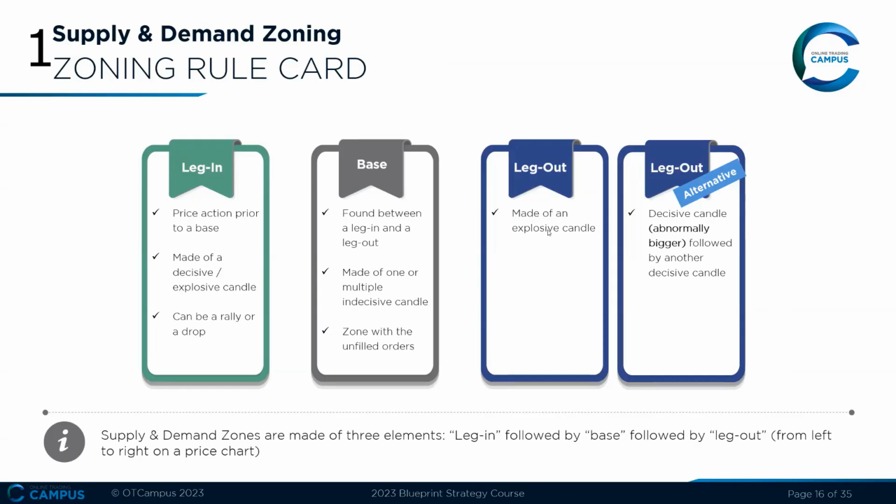As it comes to the leg out, we can make it very easy. The more explosive, the better. However, it doesn't necessarily have to be explosive. It can be decisive only if the candle is also abnormally bigger than the surrounding candles, and if it's followed by at least one more decisive candle.